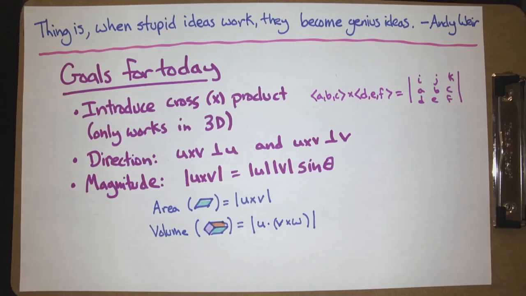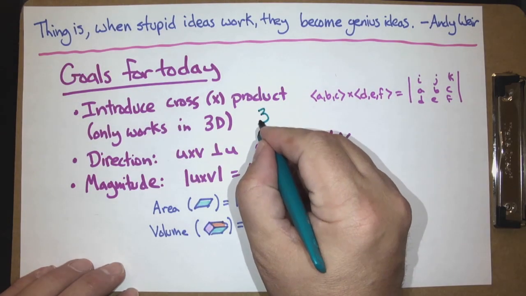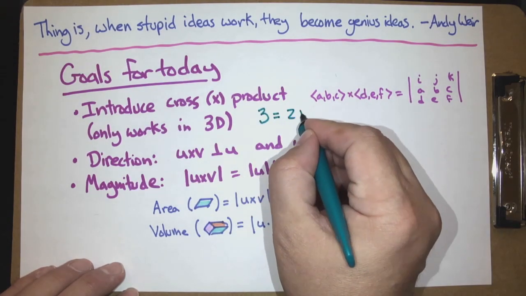Now, there is one catch to the cross product. It only works in 3 dimensions. Doesn't work in 2 dimensions. Doesn't work in 4 dimensions. You have to have 3 dimensions. And I'll go ahead and tell you why. It's a very technical reason. So why does it work in 3 dimensions? It's because 3 is equal to 2 plus 1.